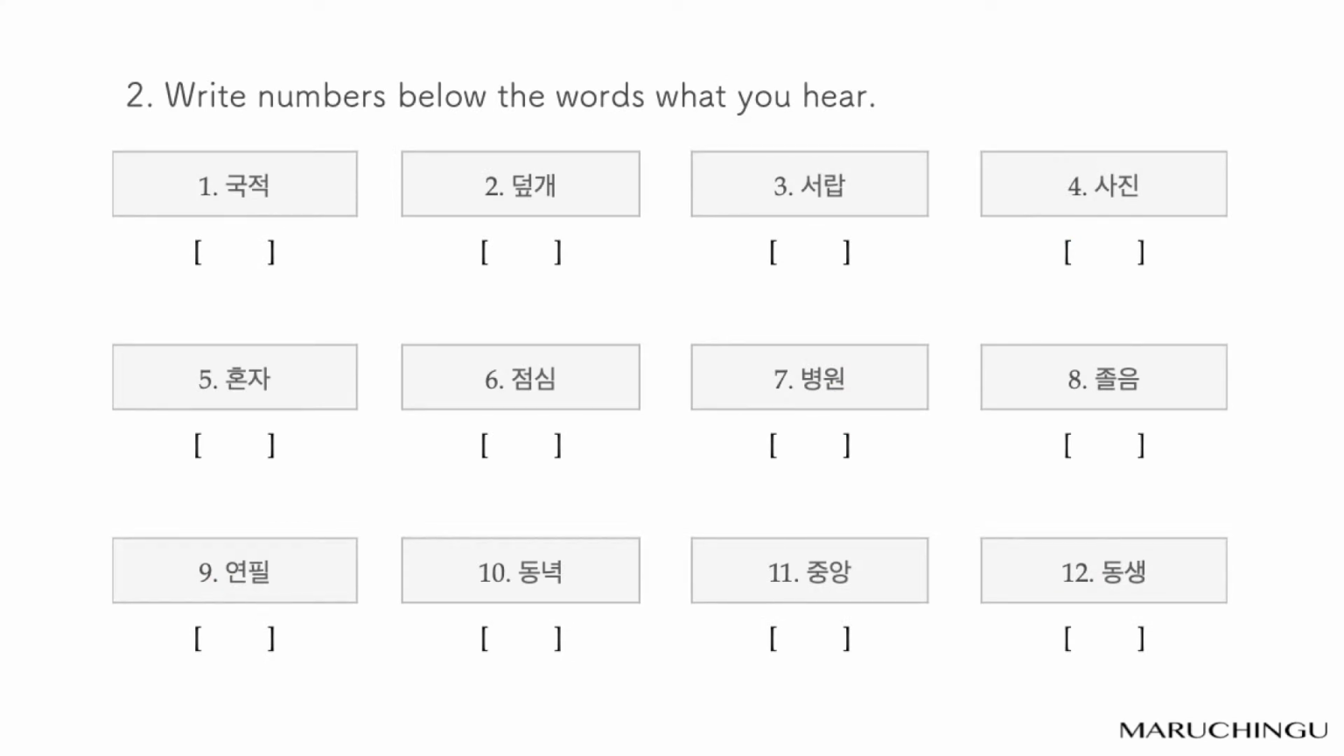Number 2. Write numbers below the word what you hear. Number 1. Pyeongwon. Number 2. Jorum. Number 3. Gukjeok. Number 4. 사진. Number 5. 동생.